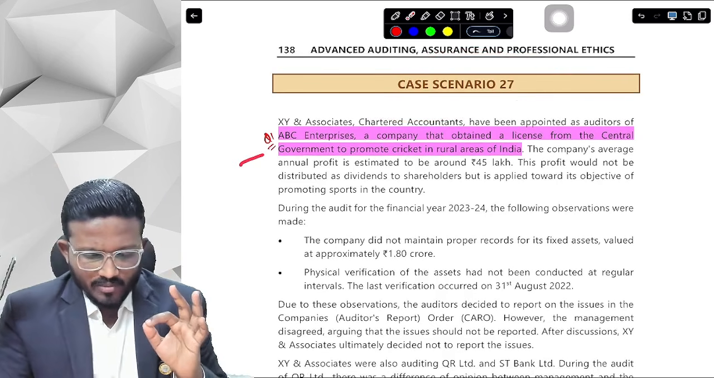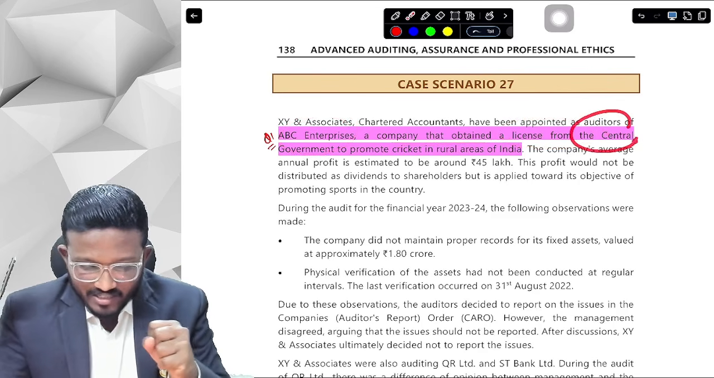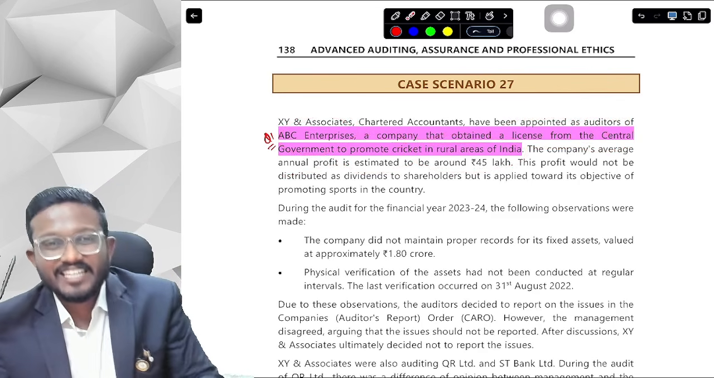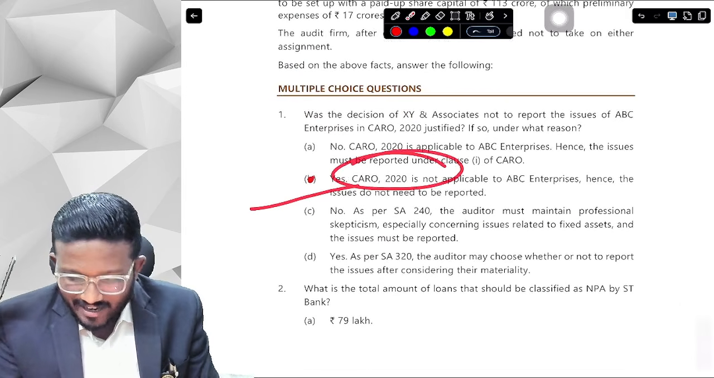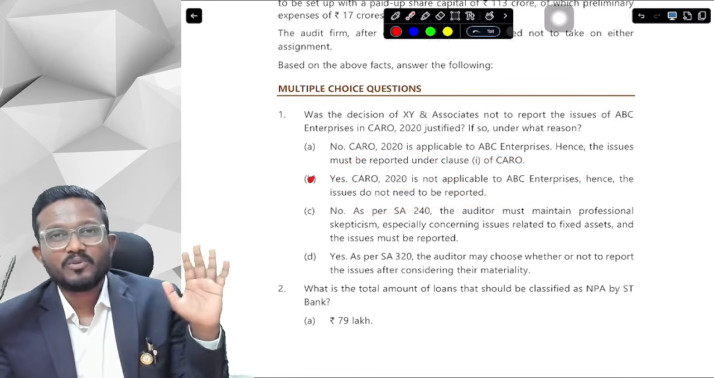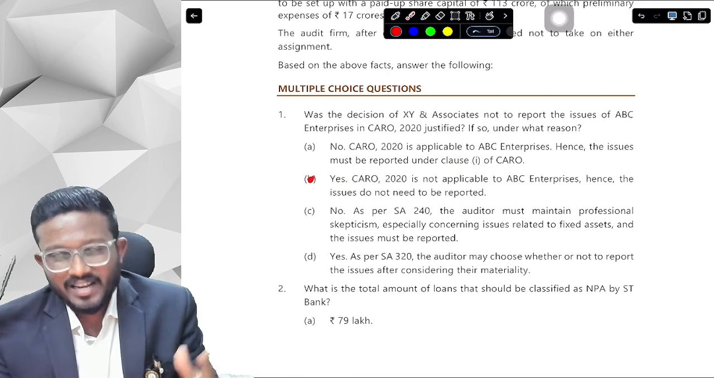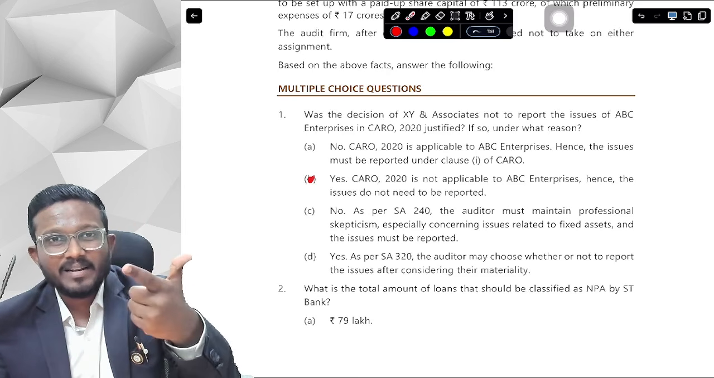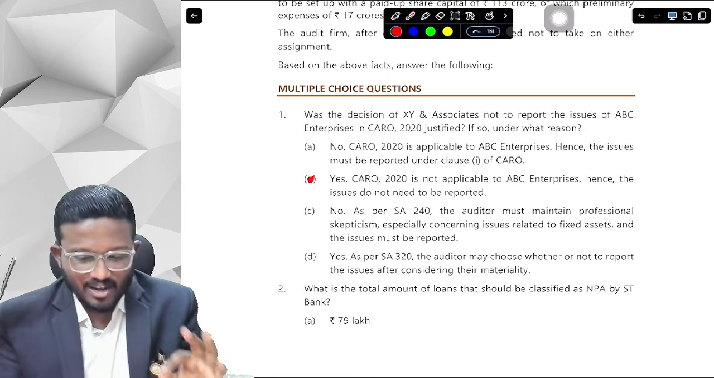So it says, question number 1, ABC Enterprises is a company that has obtained a license from the central government to promote cricket in rural areas of India, which means it is a section 8 company. Now, on a section 8 company, is CARO applicable, sir? No, CARO is not applicable to ABC Enterprises, and the issues are not to be reported. We do not need to report any issue that we have found in CARO, since CARO is not applicable in this particular company. We have already discussed that CARO is not applicable on one person who is obtaining borrowings from a bank. Section 8 company, CARO is not applicable.